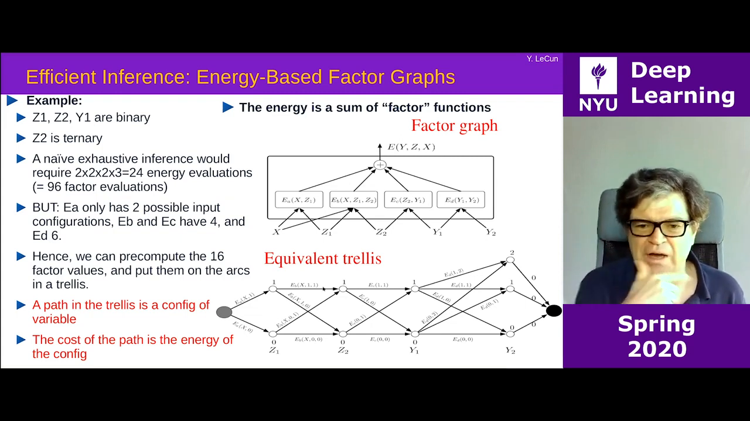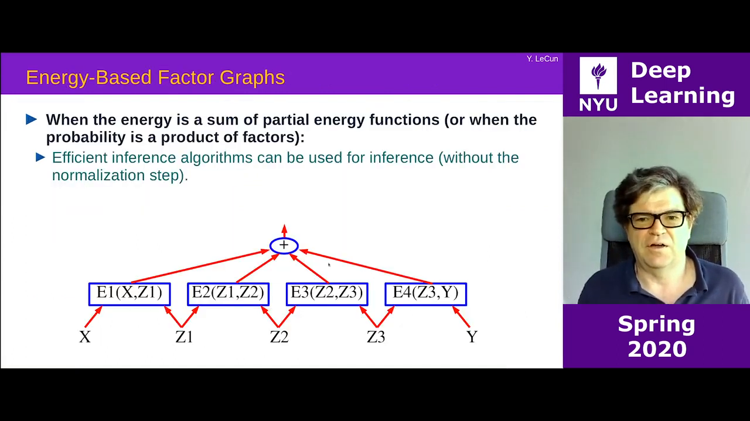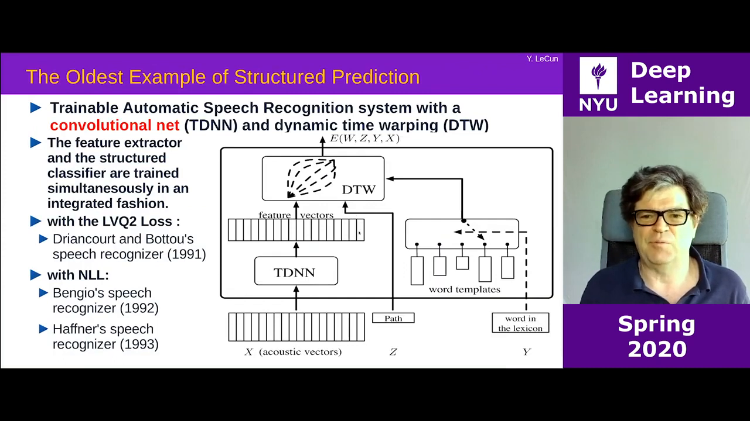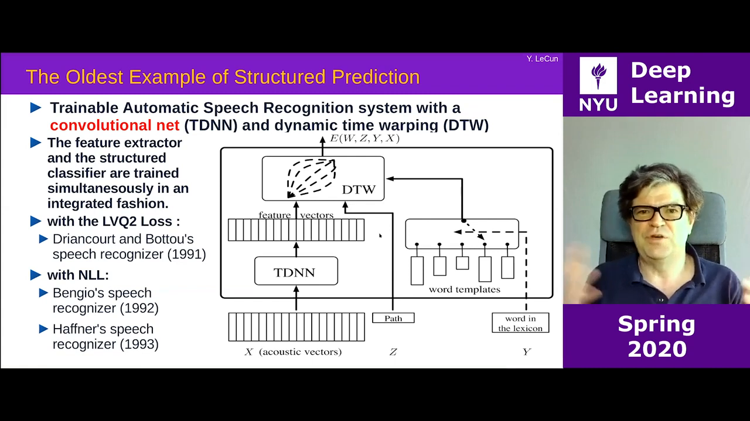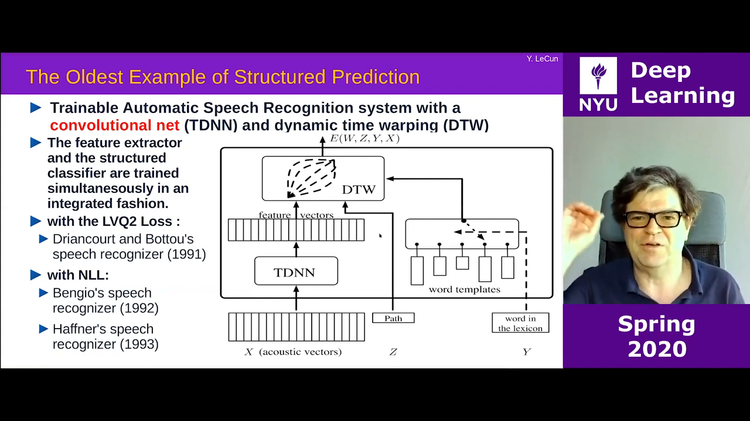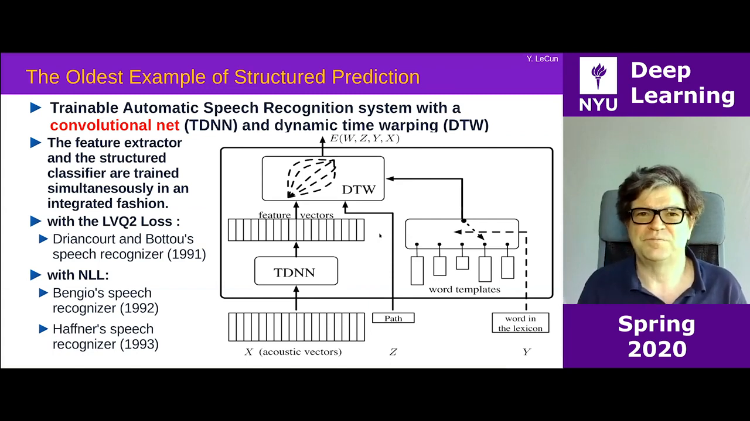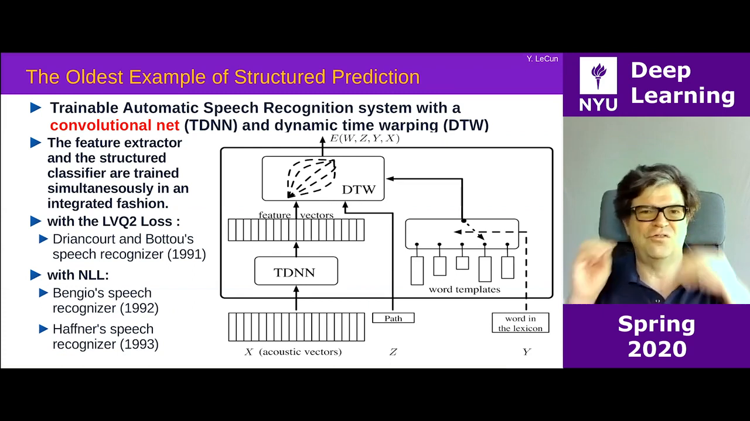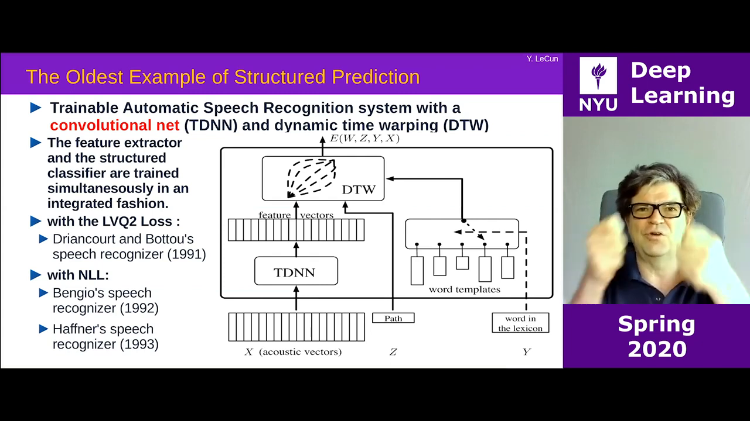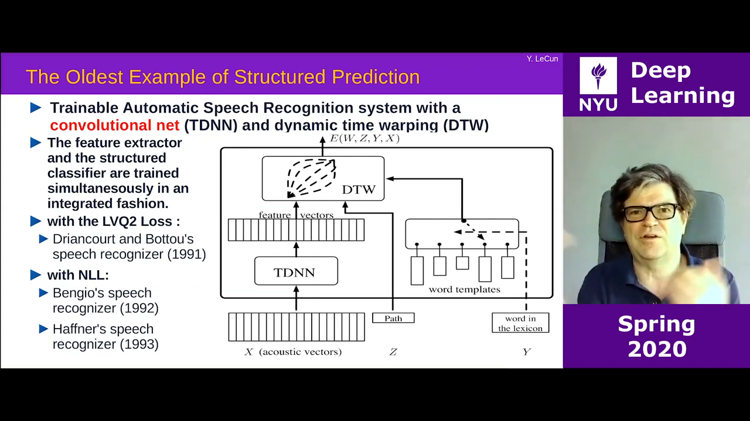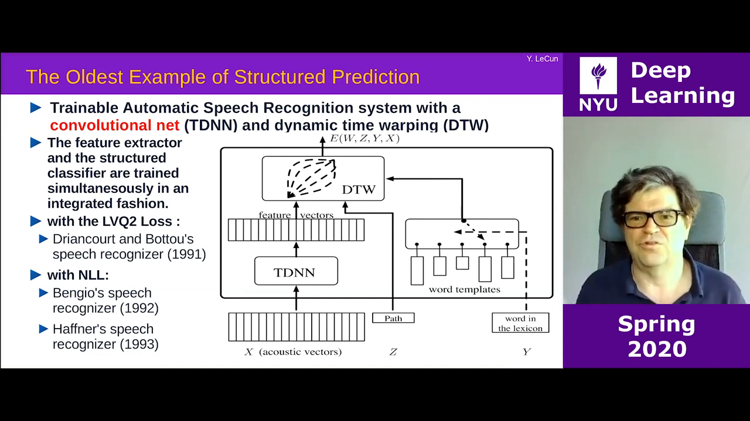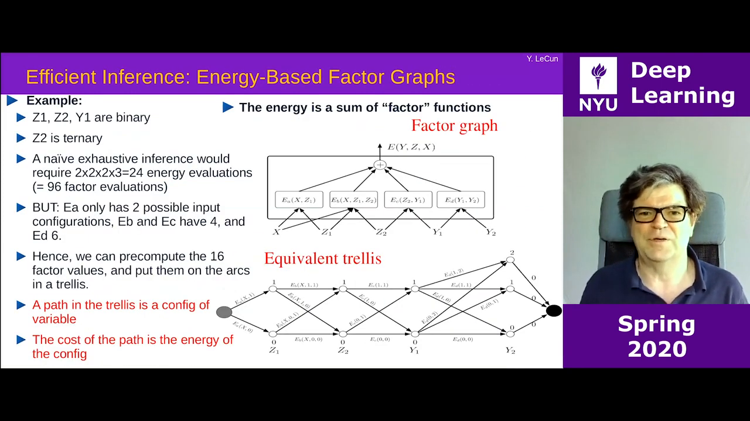Okay. Now, this is a slightly more general form of what I told you about earlier. So this model here with the dynamic time warping, it's very much the same, right? The Z1, Z2 here are basically the paths in the dynamic time warping module. The Y is which of the word templates matches, okay? And the training consists in just doing gradient descent to make the energy of the correct answer small and the energy of the incorrect answers larger using some loss function, which I leave unspecified at the moment.